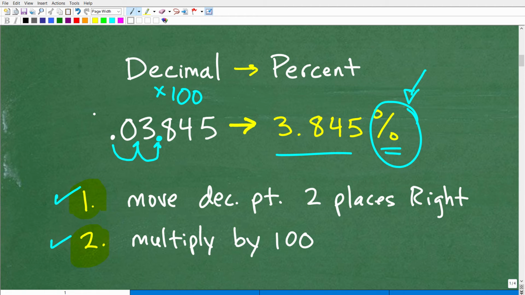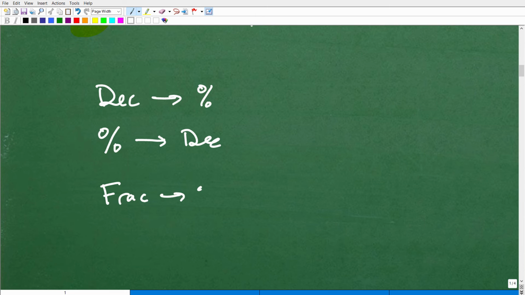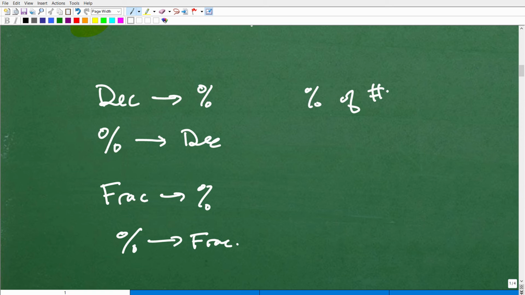Remember, when it comes to percent, let's review some of the skills you need to be able to do. You got to be able to go from a decimal to a percent to a decimal. You have to be able to go from a fraction to a percent. You can write a percent as a fraction. These are all skills that you need to know. Here, like percent of a number, I'm just scribbling out here. So for example, if I ask you what 6% of 70 is equal to, you got to know how to do a problem like that.